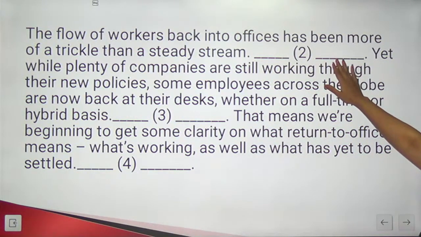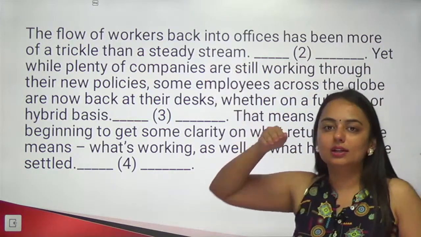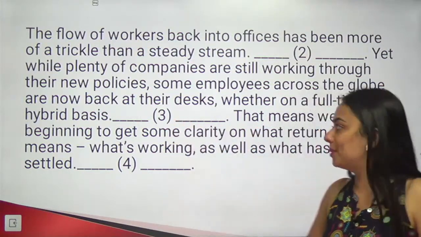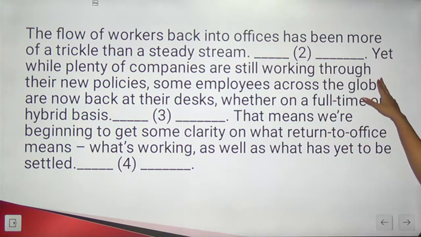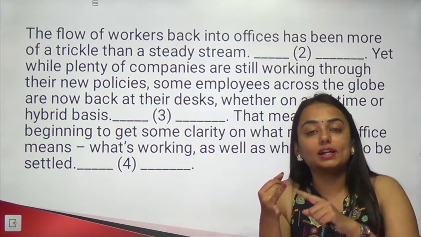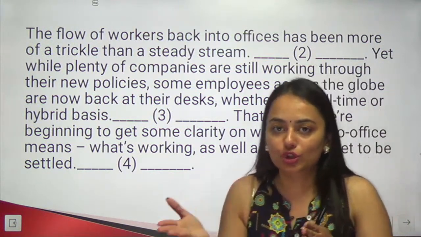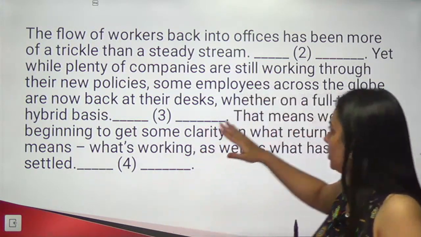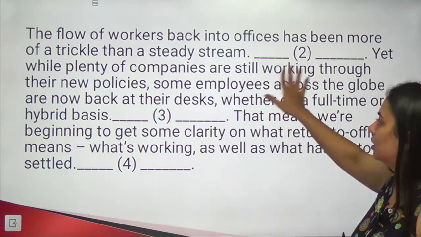Another blank is here. So it's saying that workers coming back into offices was not like a steady stream, not a very strong current, rather it was like a trickle, drop by drop. Yet, while plenty of companies are still working through, another key word, yet, it's a very strong word. Wherever you see words like although, yet, also, plus, it means they are also, and plus will be an addition to the previous line. Yet and although would be a contrast to the previous line. So whatever is being said in this particular sentence, some contrasting or opposing idea should come before it.